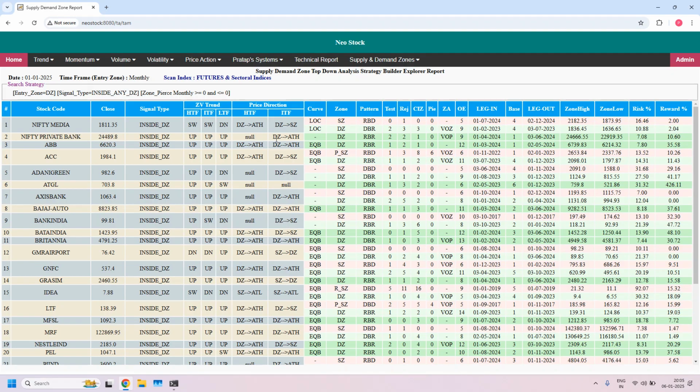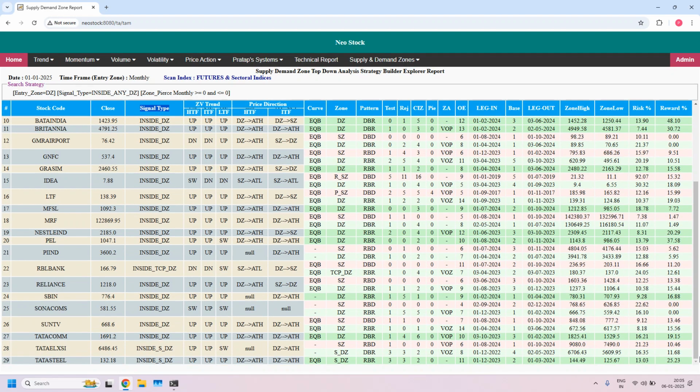These are the stocks closed inside the monthly demand zone. That's why you look into the signal type. Inside the demand zone, all these things will show you inside the demand zone. I'm scrolling the list down. Any high liquidity zones, you will see the status inside TCP demand zone, inside support demand zone.